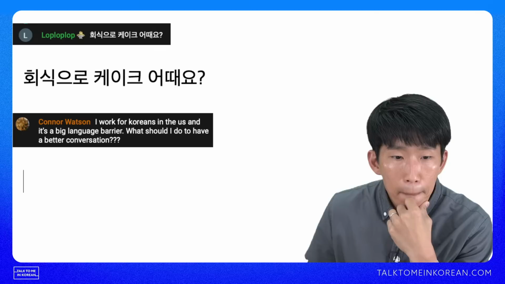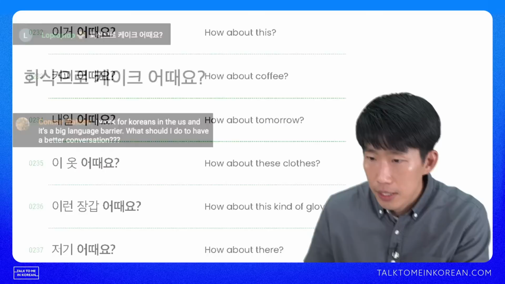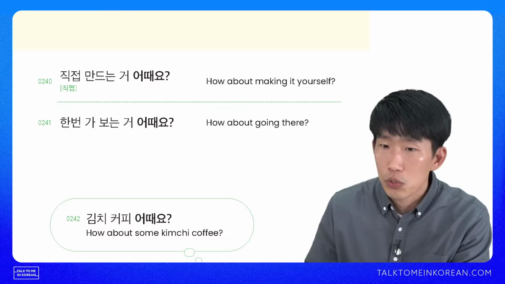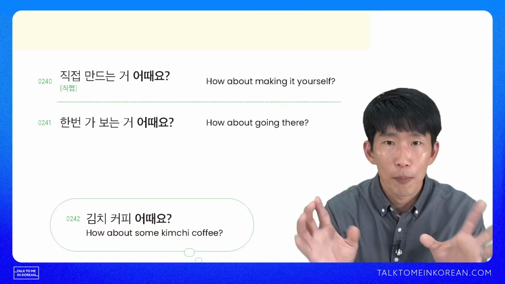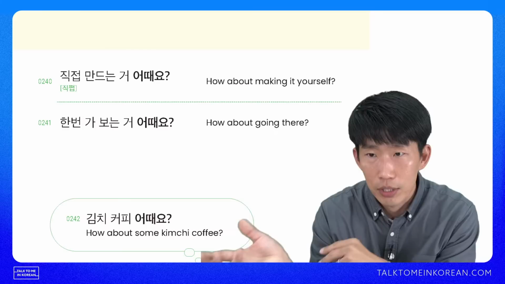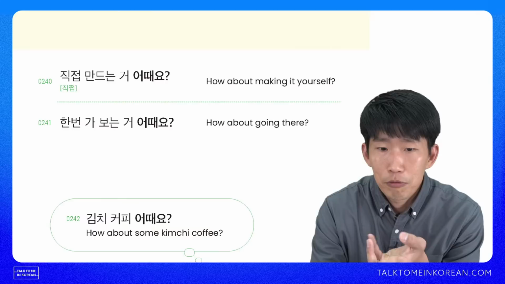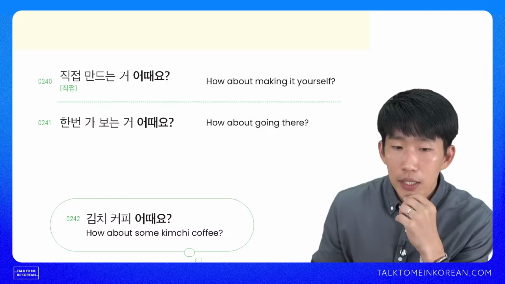Okay, so the next one, let's move on to more patterns. So on the next page, we see some more advanced sentences. 직접 만드는 거 어때요? So before it was a noun plus 어때요, usually noun 어때요. How about that? But you can also use a verb by turning it into 는 거 어때요, like that. 직접 만드는 거 어때요? So maybe buying a cake or buying a bouquet of flowers, you can say, how about just making it on your own, making it yourself. 직접 만드는 거 어때요? 한번 가보는 거 어때요? How about trying going there? How about going there? 한번 가보는 거 어때요?